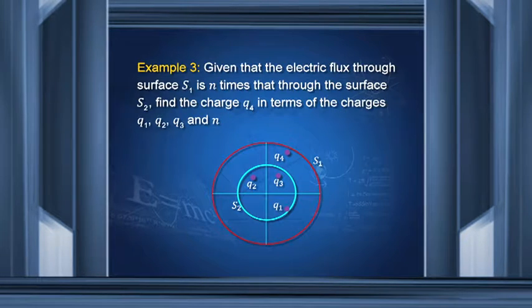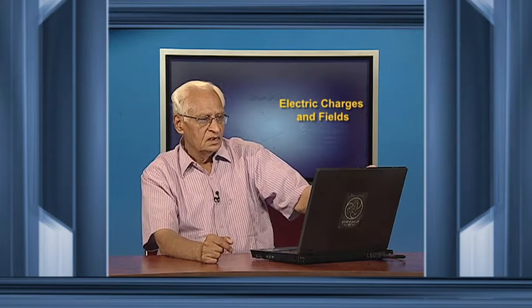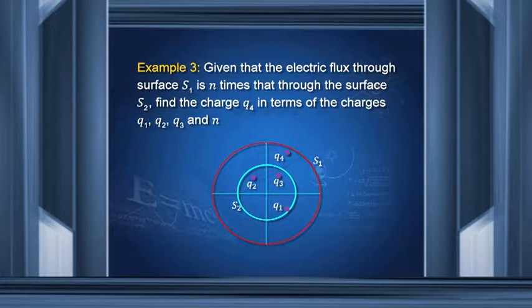Example 3. Given that the electric flux through surface S1 is n times that through the surface S2, find the charge Q4 in terms of the charges Q1, Q2, Q3 and n. So, the situation is this: we have a sphere which encloses charges Q1, Q2 and Q3. We have another sphere which includes not only these charges, but also charge Q4, and we are asked to find out the charge Q4 in terms of the charges Q1, Q2 and Q3, if the flux through S1 is n times the flux through S2.